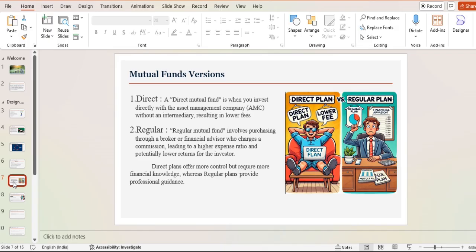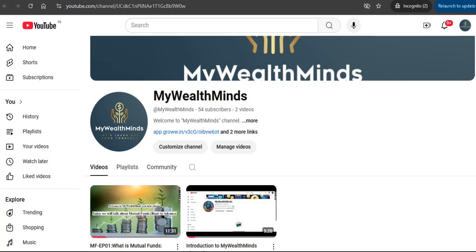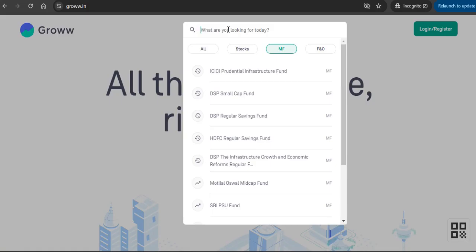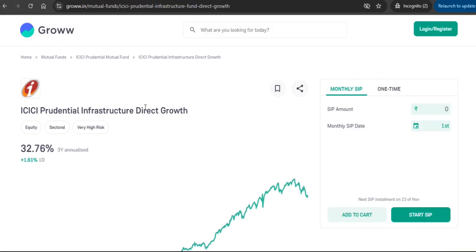I will talk more about the net asset value of the direct plan and regular plan when it comes to the fact sheet. Let me show you how it looks when you go to any brokerage firm. For example, if you go to Groww, which I'm using as I told, and go to the mutual fund section and click on any mutual fund, you can see direct growth. That means it is a direct plan, and there is not much commission involved with this plan.